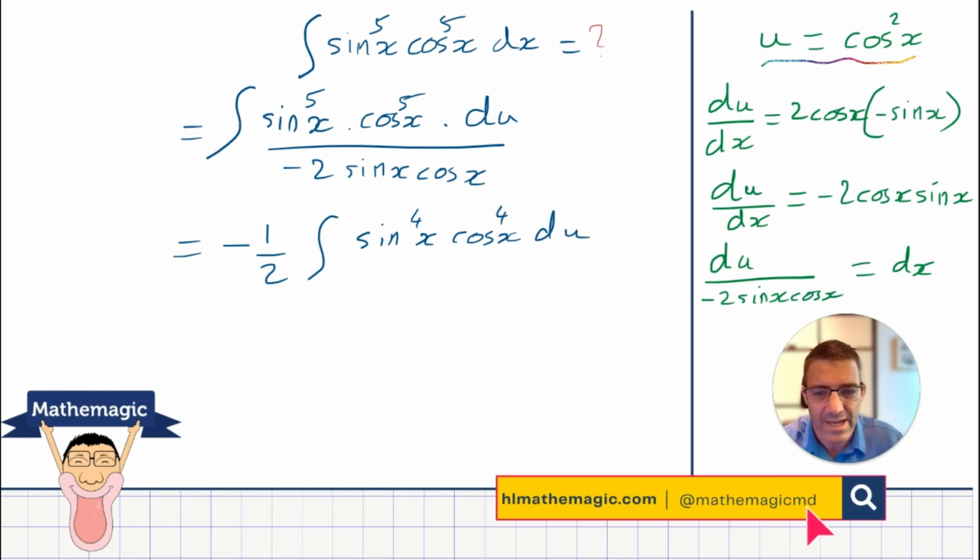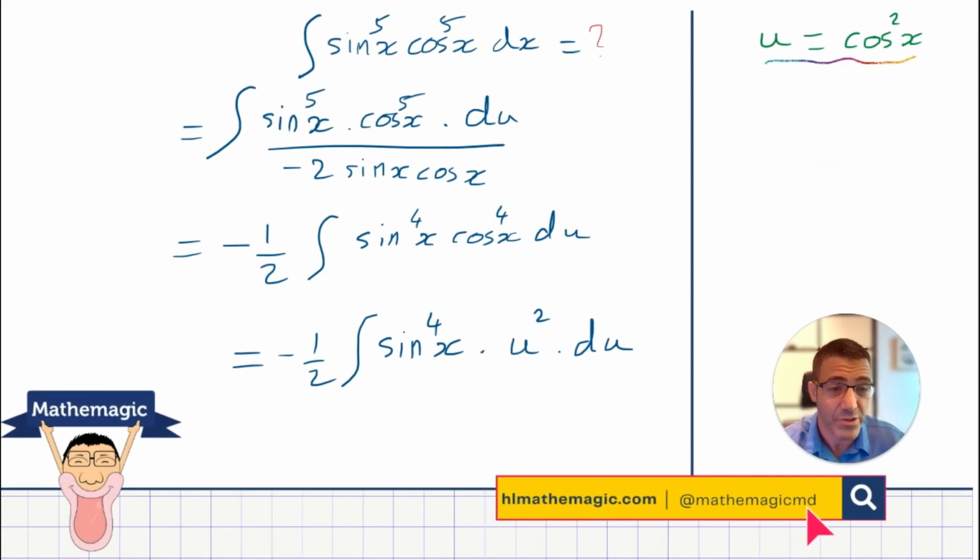So noticing that cosine to the power 4 of x is actually u squared, since we substituted u as cos squared, we can say that this is minus a half of the integral of sine to the power 4 of x times u squared, and then we still have du.